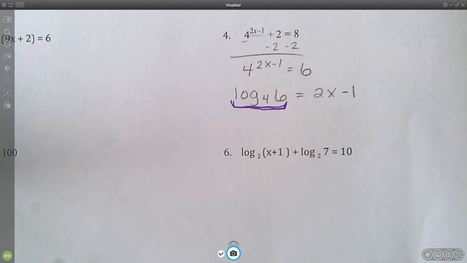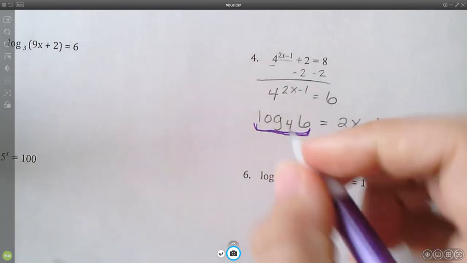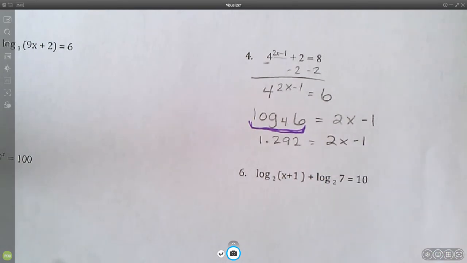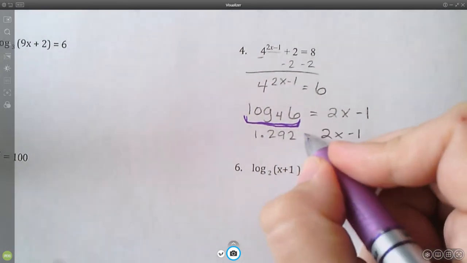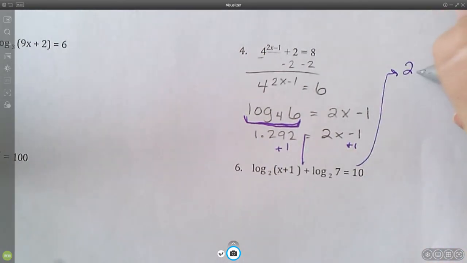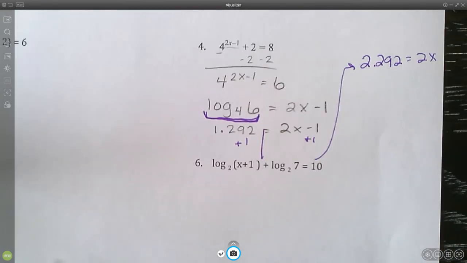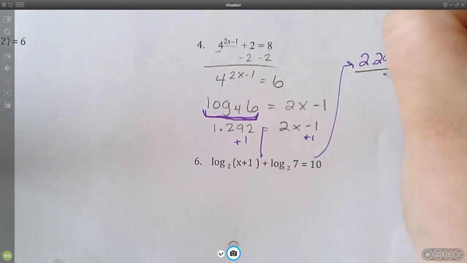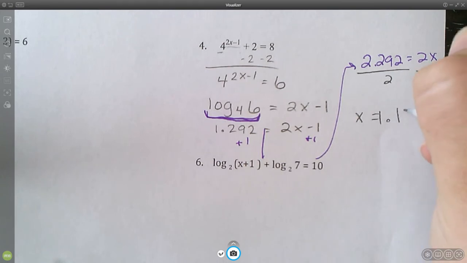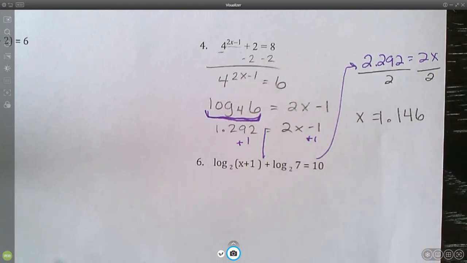Okay, so log base 4 of 6 is really 1.292. 1.292 equals 2x minus 1. So now to solve, you're going to add 1 to both sides. So plus 1, go up over here. So that'll give us 2.292 equals 2x. Divide both sides by 2. And you'll get x equals 1.146, I believe. So that's number 4.